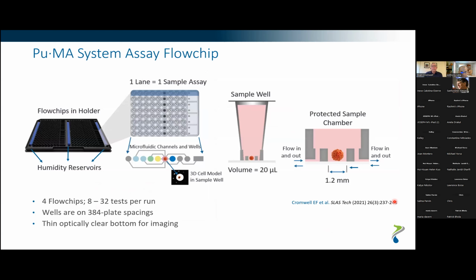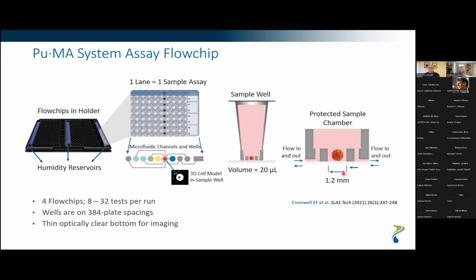Now, the heart of our Puma system is our flow chip. Shown here, it's set up as a multi-well plate, a 384 well plate format. All the wells are at 4.5 millimeter spacing if you're using any automated liquid handling systems or automated plate reader imaging systems. But instead of individual wells, these are lanes of samples, where all the wells are connected via microfluidic channels on the bottom of the flow chip. The bottom is a thin COC, so it allows you to do imaging up to 100x oil immersion, which makes it incredibly versatile for the type of readouts you want.